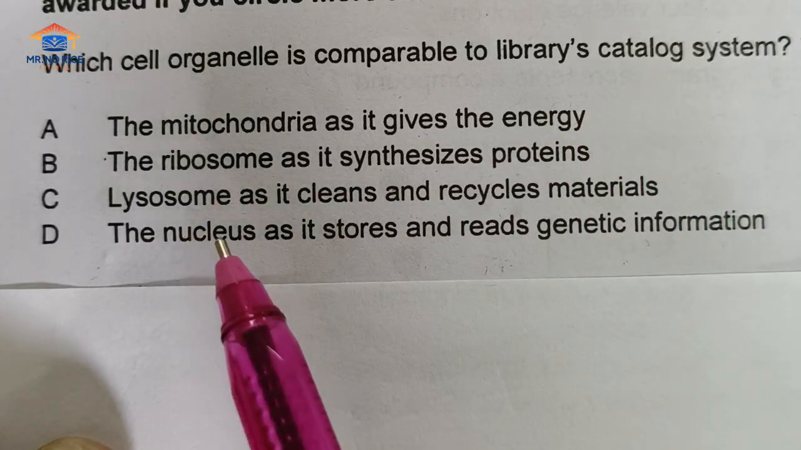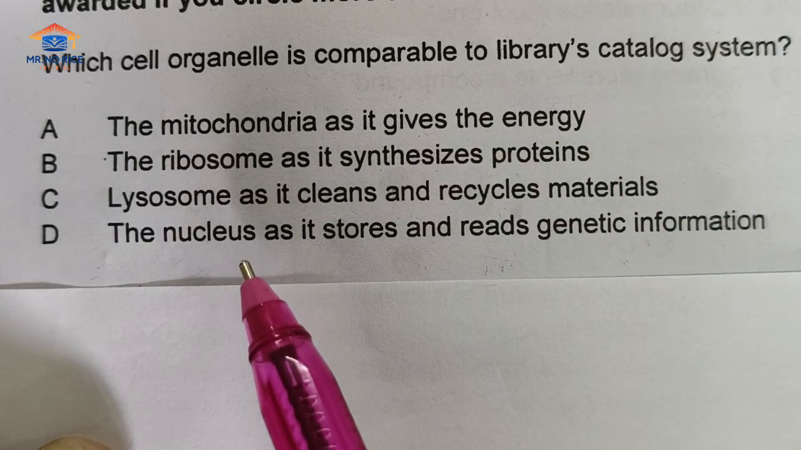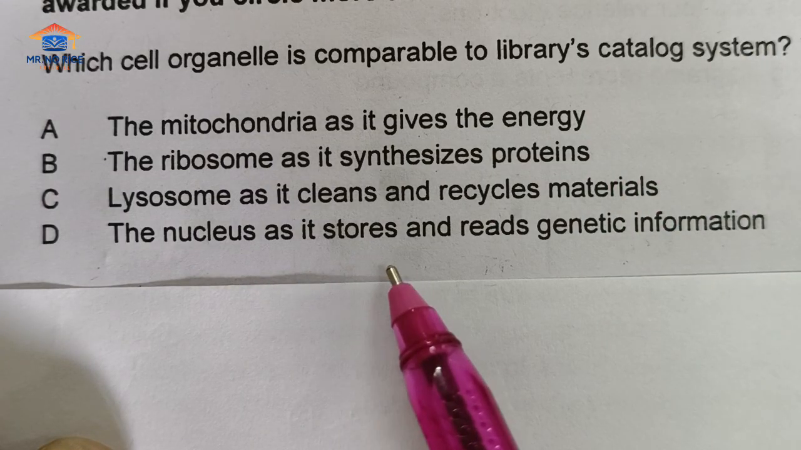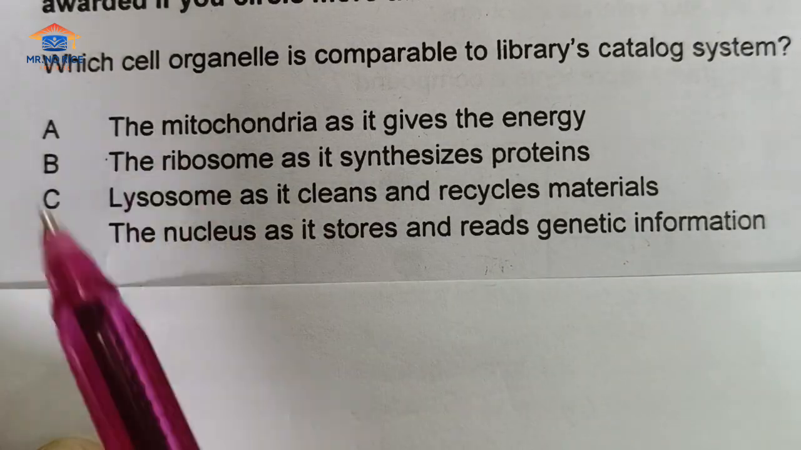So the correct answer, the cell organelle which can be compared to library's catalog system based on function, is the nucleus, because it will store the genetic information in the form of DNA, and it will also read the genetic information. So its answer is G.